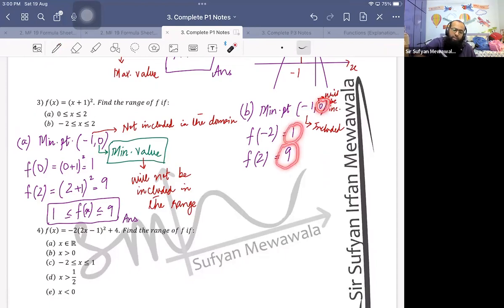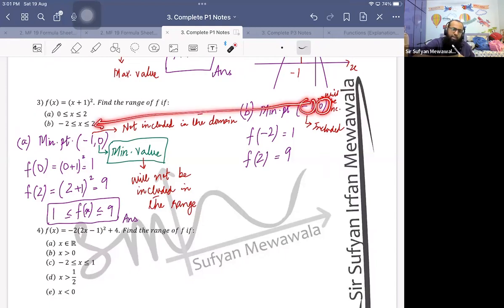But as we are considering 0 as well now, because the x coordinate is included in the domain, therefore considering values 0, 1 and 9, which will be the least value? In part A, because -1 was not included, we excluded 0 as well. That is why we only considered 2 values to find the range. But over here, we are going to consider the third value, that is the minimum value as well. Why? Because the corresponding x is included in the domain.